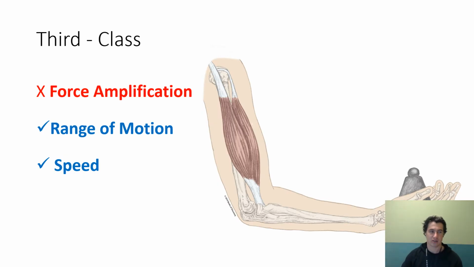And the last one is third class levers. So they're not so much about force amplification, but range of motion and speed. And if you think about our appendages and our limbs, our arms and legs, they are designed to allow us to move well and to do it quickly. So most of the joints within the body are examples of third class levers.